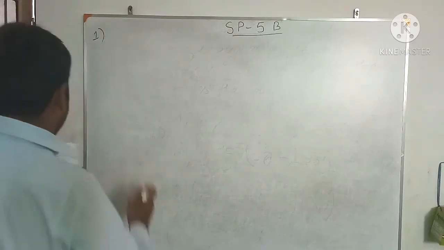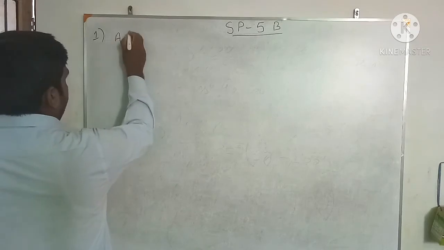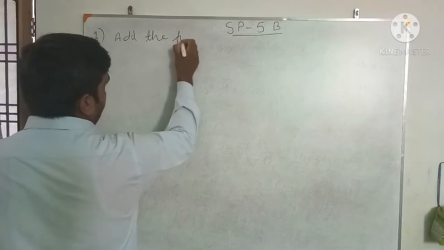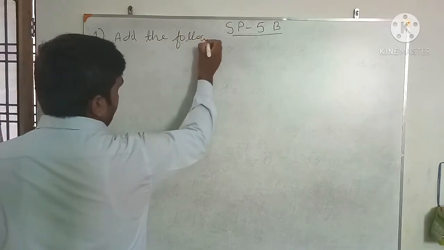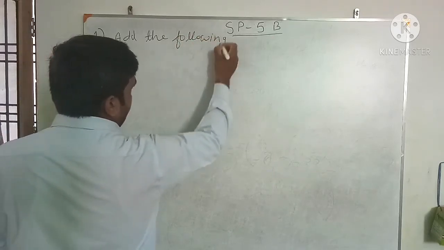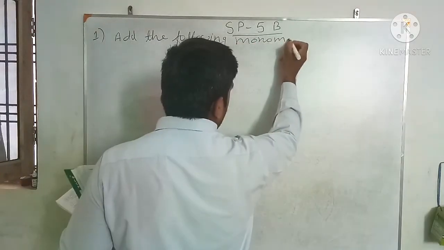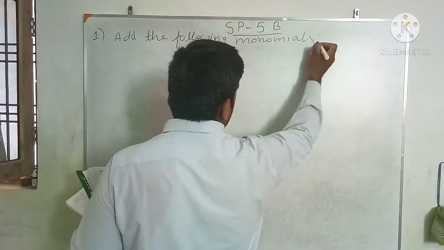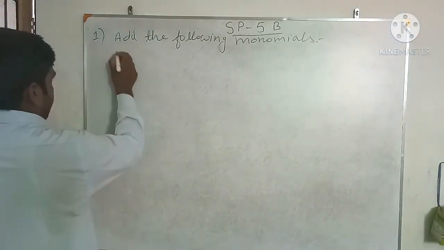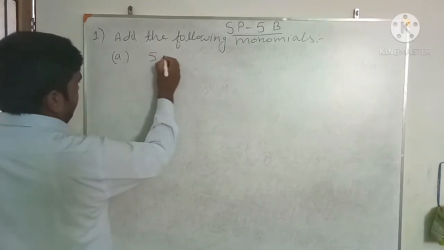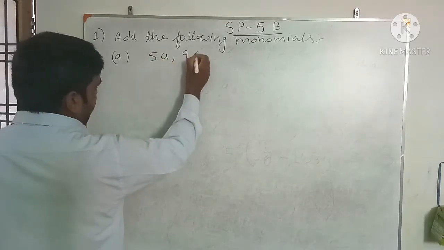Here many monomials are given. Add the following monomials. So first question A: 1A, 5A, 9A. We have to add the monomials 5A and 9A.